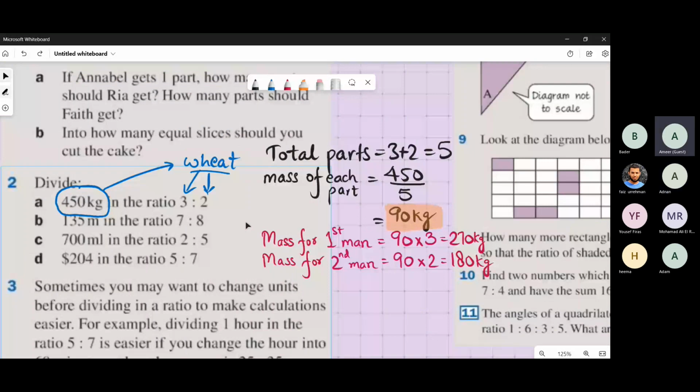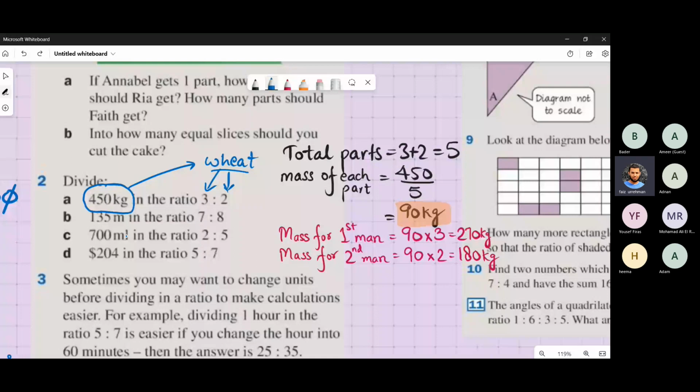Can you do another one of it, mister? Let's do question number C. No, C is very, very easy. Let's do D part. For example, a guy has $204 and he wants to divide this amount between two guys in this ratio, 5 to 7. So how much will each guy get?